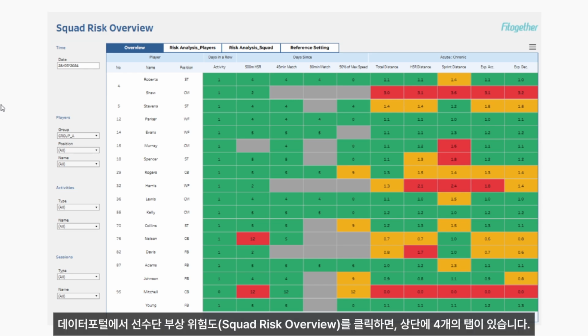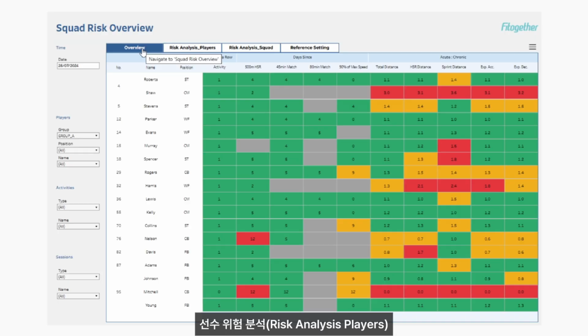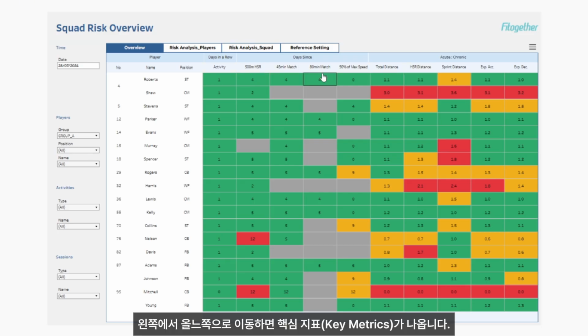When you click on the squad risk overview inside your data portal, you'll see there are 4 tabs across the top. These are overview, risk analysis players, risk analysis squad, and reference setting. We'll start with the overview tab. On the left-hand side, you'll see the players and their positions. Moving from left to right, you'll find the key metrics.